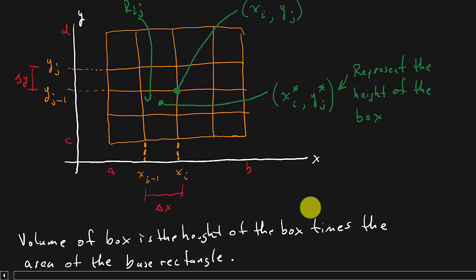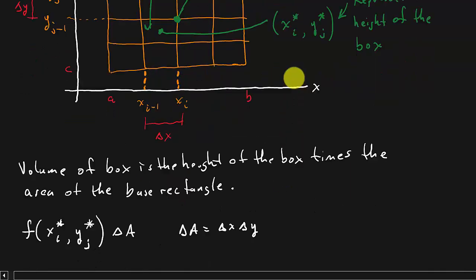I maybe should have moved this down some, but oh well. The width of this box is delta x, the height of that box is delta y, so delta x times delta y, length times height, gives me the area of a rectangle.